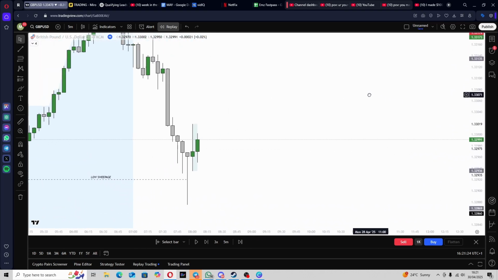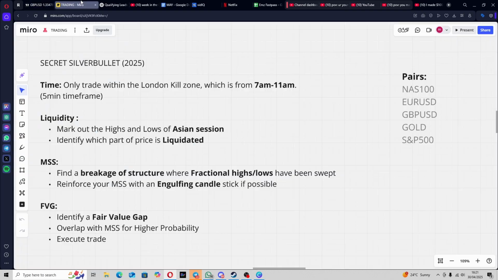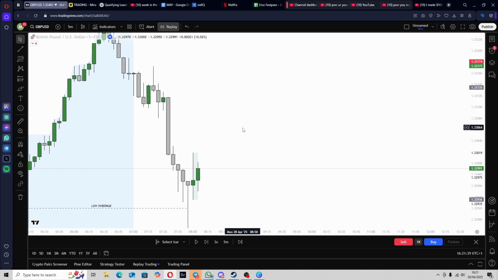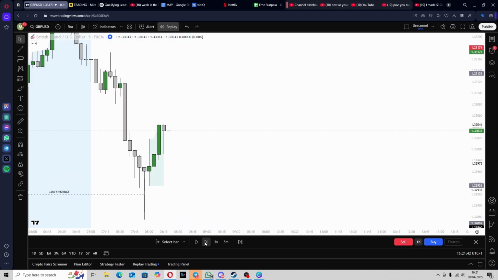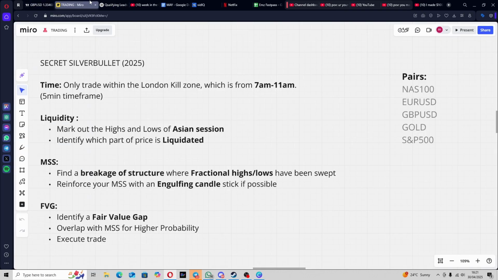Right, so as soon as we get this low liquidity, what we need to do next becomes very, very important. We need to find a break of structure where fractional highs or lows have completely been swept, and then we reinforce our market structure shift within an engulfing candlestick, only if it's possible, right? So what I need to do now is find a break of structure towards the upside. If I play price forward, you could say that this is one, but it isn't, because you can see the wick right here completely swept the candle, which gives us no space for a fair value gap. If I play price forward more and more, you can see right there, okay, we just got a very, very good break of structure.